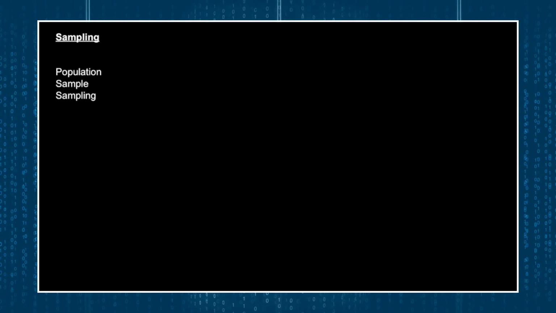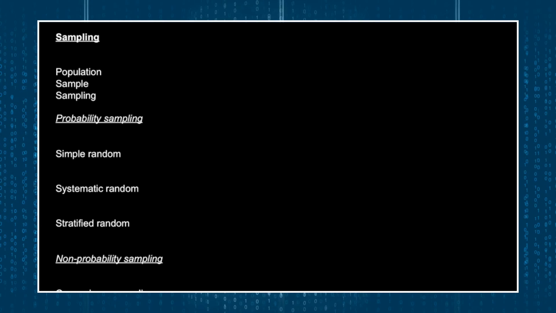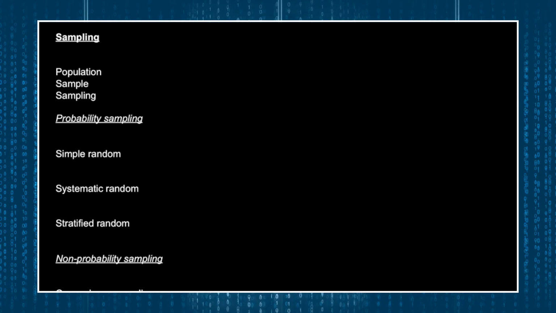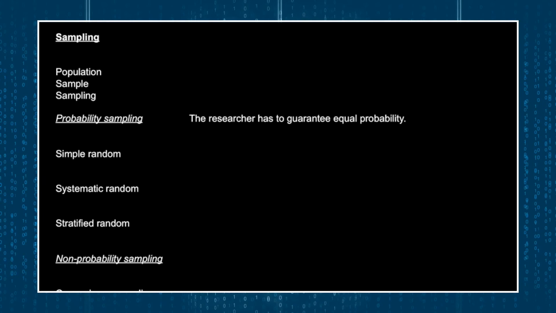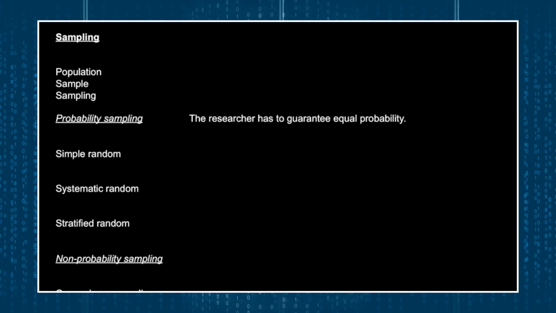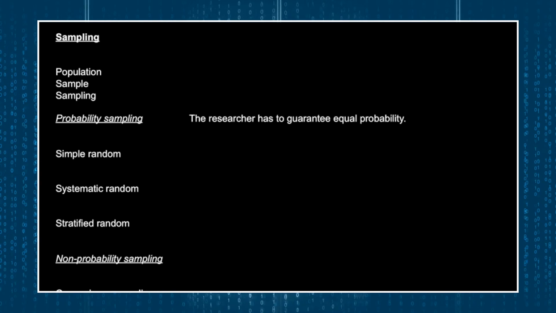There are 2 main categories of sampling procedures, probability sampling and non-probability sampling. And for each, we have 3 examples. With probability sampling, we as the researchers guarantee that every single subject from the population will stand the same chance or the same probability of being chosen as the sample. Hence the term probability sampling.